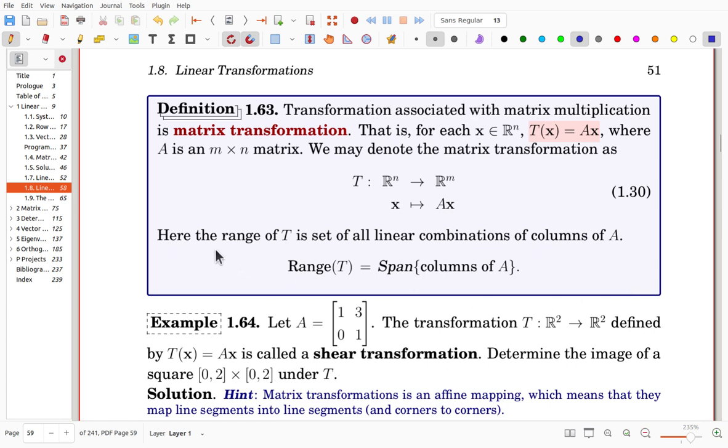So eventually, the range of T, the collection of these images, is the set of all linear combinations of columns of A, because once you choose x from Rn, then Ax will be a linear combination. So for every x, if you collect the images, then the collection will be linear combinations. So eventually the range of T is the same as the span of columns of A.